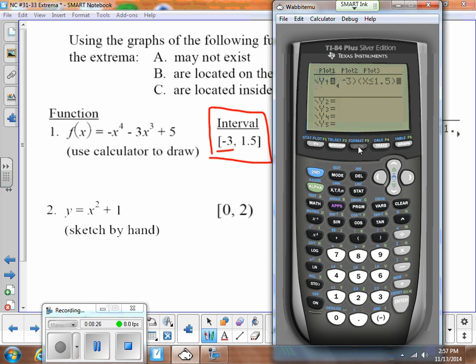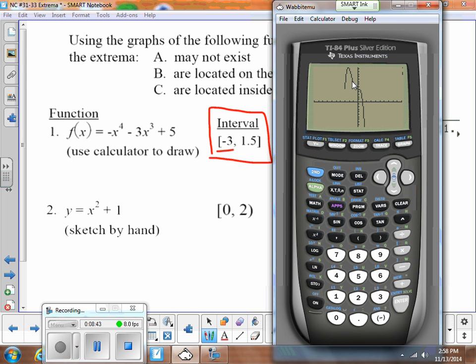So now when I go to graph it, I'm going to zoom to 0 because if you notice part of it was cut off. So I'm going to go zoom 0 and it should fit it into the window.